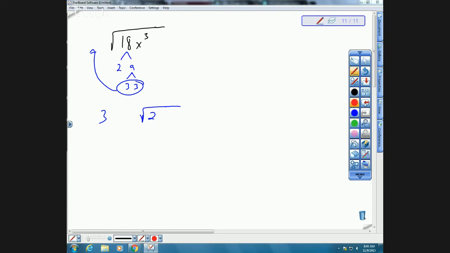All right, but what about my x's? My x's, well, if I can write them all out, x cubed is the same thing as x times x times x, right? So again, a pair of x's break out, and this x doesn't have any friends, so it stays in. So you have 3x times square root of 2x.